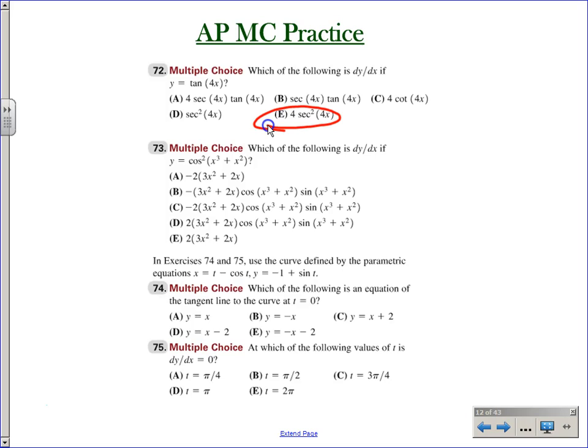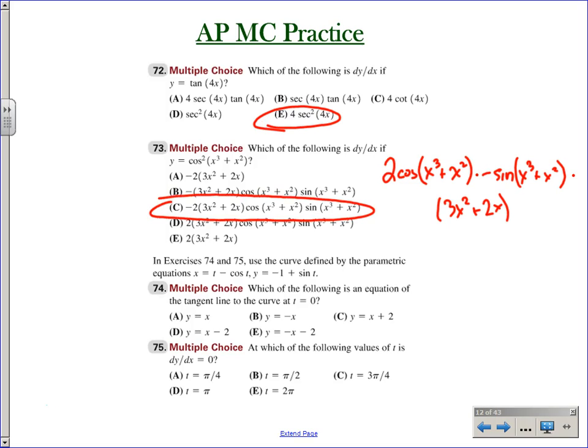Number 73, which of the following is dy dx if y is equal to? Was it an f of a g of an h? Which is why you needed to bring down the 2 first of the cosine x cubed plus x squared. Then take the derivative of the cosine, keeping the x cubed plus x squared. Then multiplying by the 3x squared plus 2x. And you end up with a negative 2 with a cosine, with a sine. I do believe it's C, yeah? I think that's what I heard you guys say.